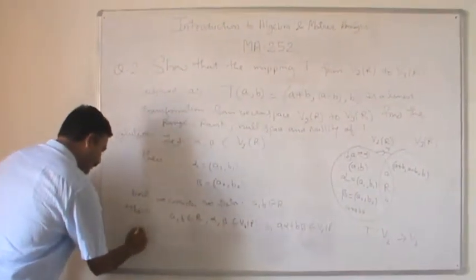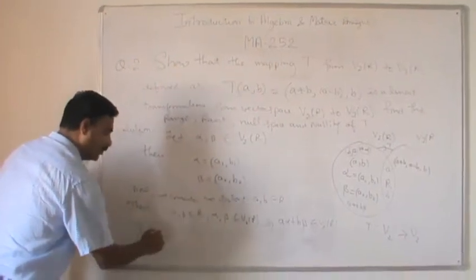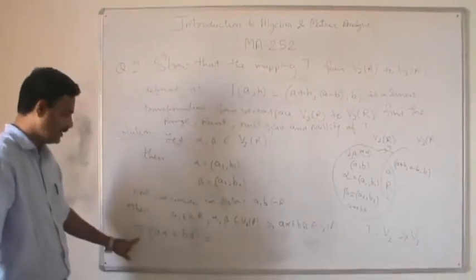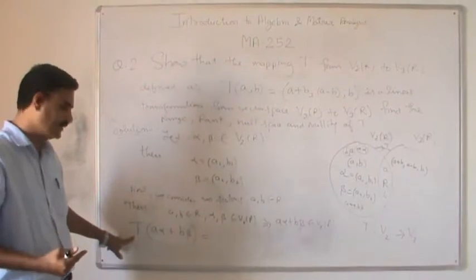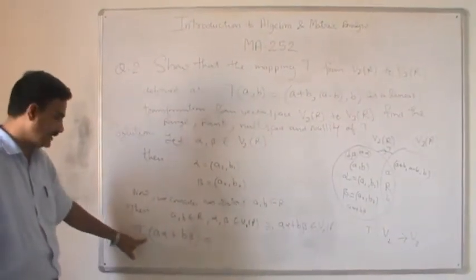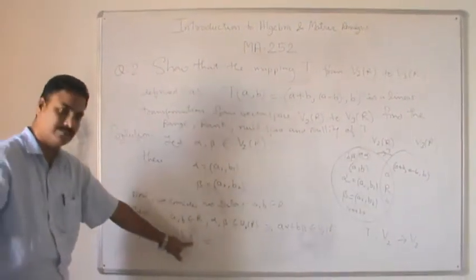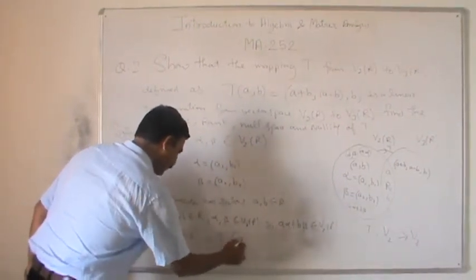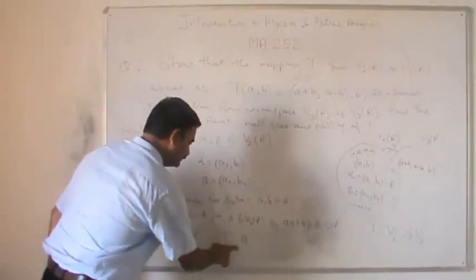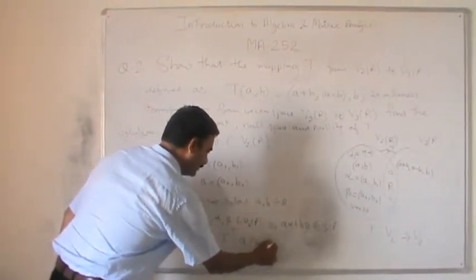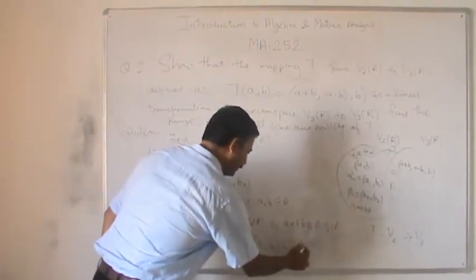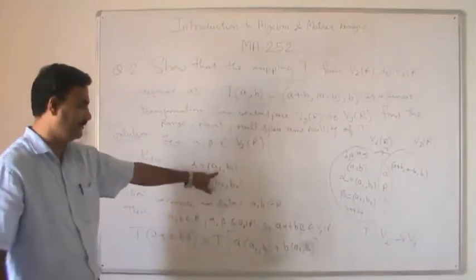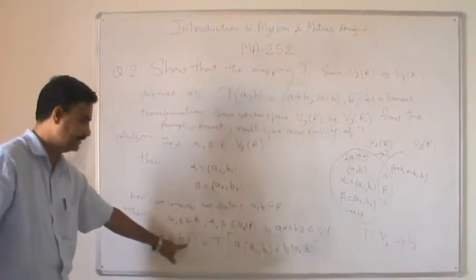Now we operate this T mapping over a alpha plus b beta. In order to prove T is a linear transformation, we must start with the assumption that we obtain T over the element of V2(R), which is a alpha plus b beta. Further, for alpha we have a1 comma b1, so we write a1 comma b1. For beta we have a2 comma b2, so we simply substitute the values of our vectors alpha and beta, which are a1 b1 and a2 b2, instead of alpha and beta in this expression.